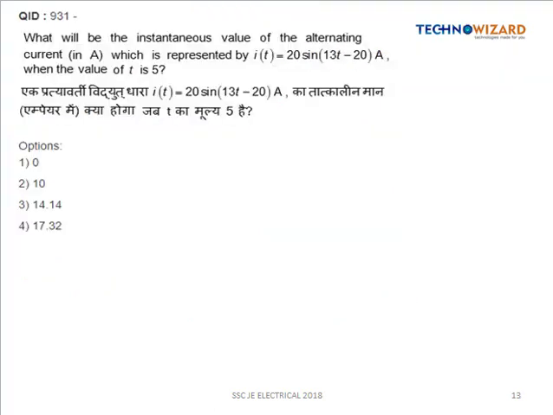Now the next question is, what will be the instantaneous value of the alternating current in ampere, which is represented by I of t equal to 20 sine 13 t minus 20 ampere, when the value of t is 5 second. It means we have to find the instantaneous value of the current at t equal to 5 second. So let's simply substitute t equal to 5, and we will get the answer.